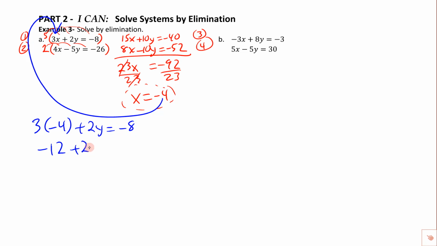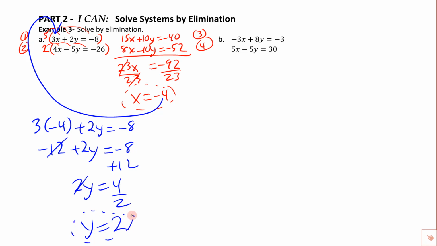So this is a negative 12 plus 2y equals negative 8. We're going to add 12 to both sides, so 2y equals 4, and then we divide both sides by 2, so we get y equals 2. So that right there is what y is.